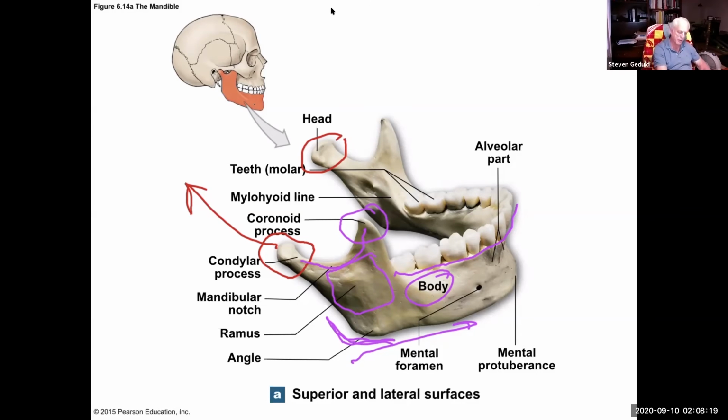You have your mental protuberance. The mental protuberance is the most anterior portion of the mandible. Again, we use that in side x-rays, lateral views, to line up broken jaws for orthodontics, to make sure everything lines up. We line up that mental protuberance. That's what people shave off when they want their chin smaller. When they do chin reductions, that's what they shave off.